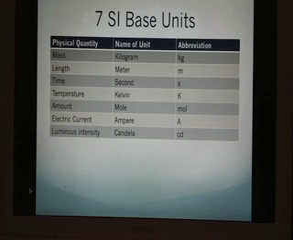One we've already measured, that's mass, and the SI unit for mass is the kilogram. Its abbreviation is kg. For length, the SI unit is meter, and the abbreviation is a lowercase m. For time, the SI unit is the second, and a lowercase s is the abbreviation. For temperature, we'll use Kelvin, and the abbreviation for that is a capital K.